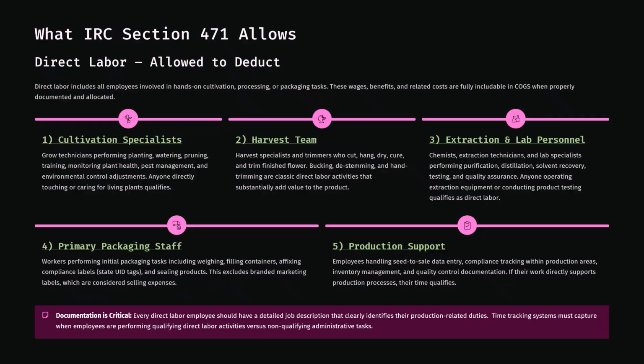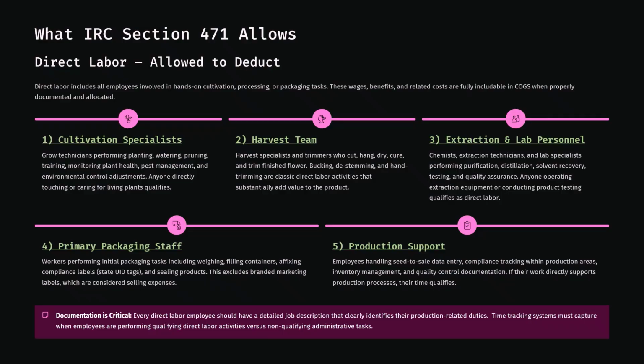And then you've got your support roles that touch production. This is where it gets interesting. Some support employees can be partially allocated if they work in service production. So for example, someone doing seed to sale data entry for batches in cultivation or extraction, a quality assurance employee who inspects batches before packaging, inventory control staff managing movement of raw materials or finished goods.